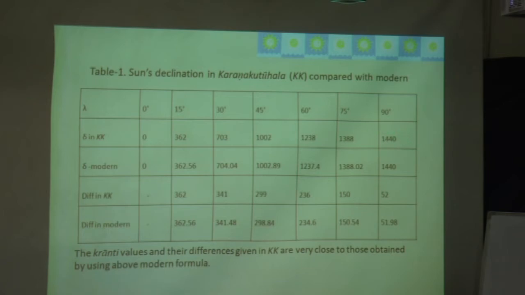But with the earlier formula which I mentioned, sine delta equals sine lambda into sine epsilon, which I called the modern formula, if I calculate with the same values, I get values which are very close to the values given in the Karnakutuhala by Bhaskara. So both are almost very close.